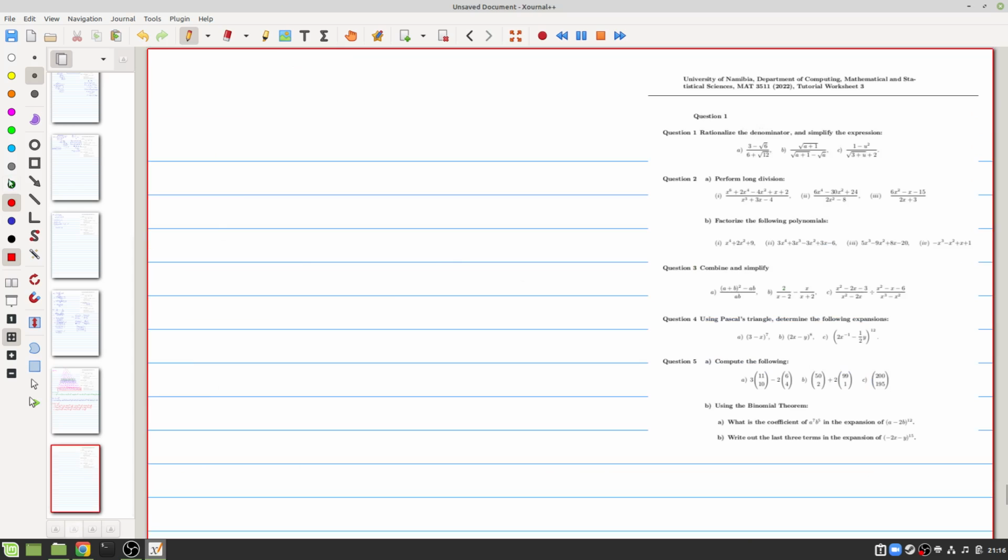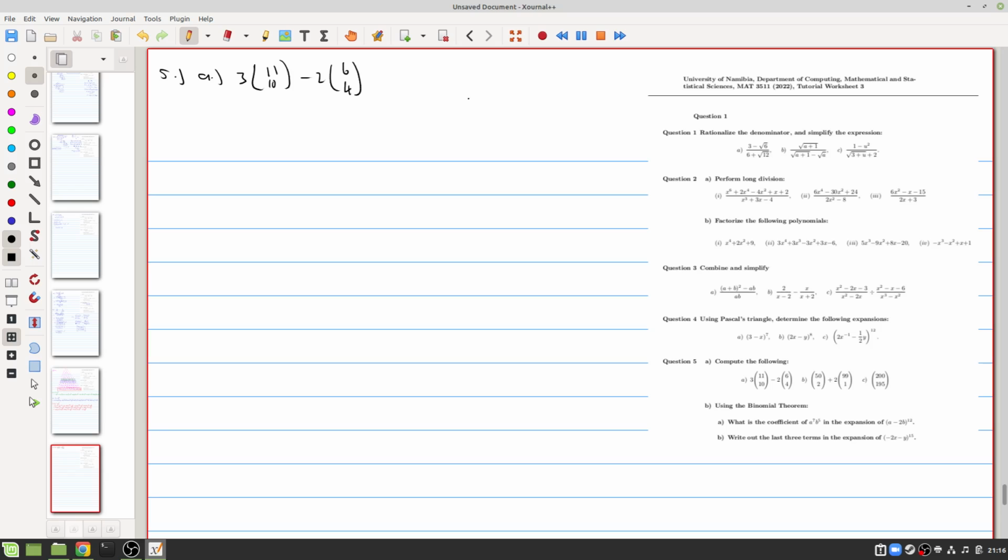Okay, last question for this tutorial. We are on question number 5. Compute the following. Okay, so the first question, they ask us to compute 3 times 11 choose 10 minus 2 times 6 choose 4. Okay, so how do we compute 11 choose 10?